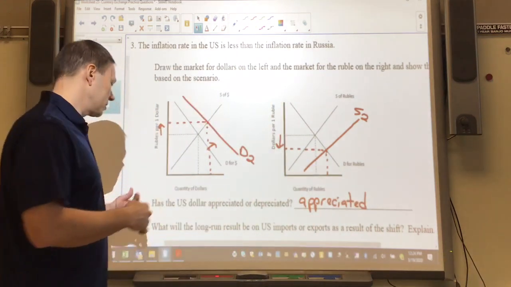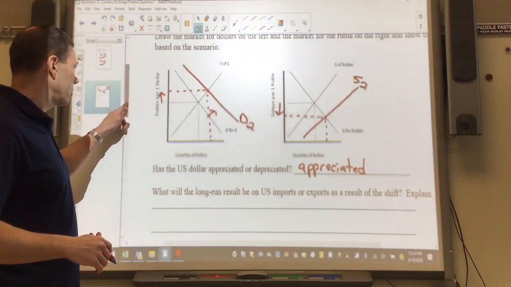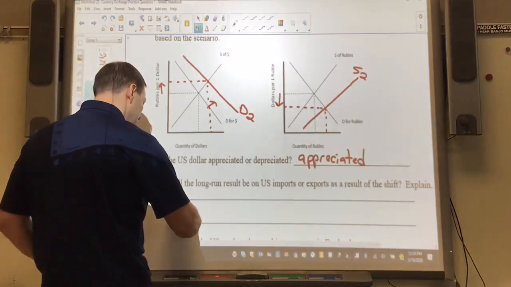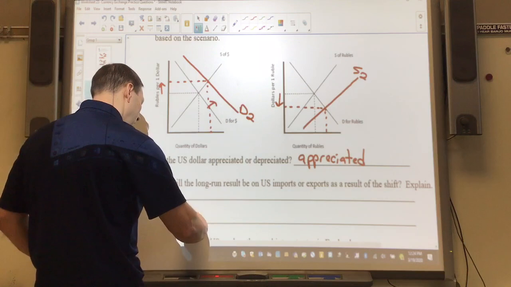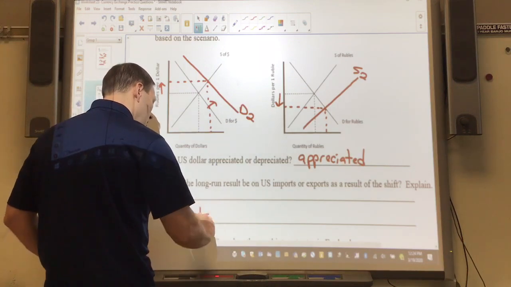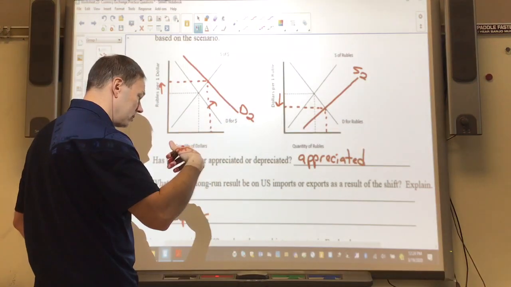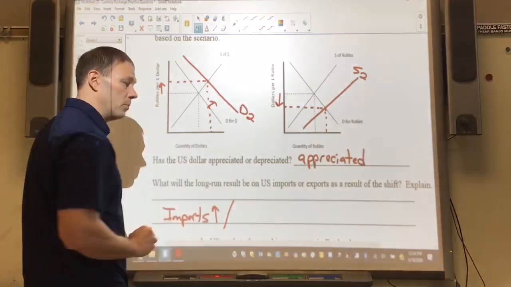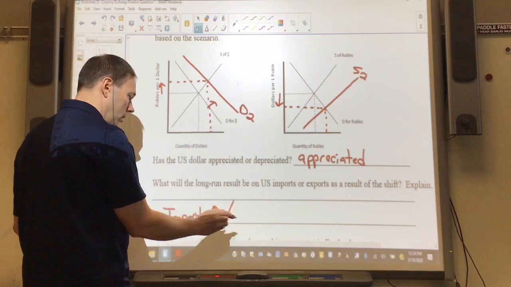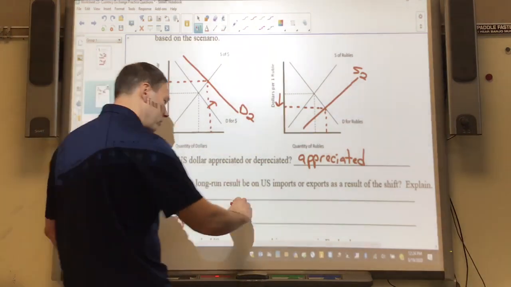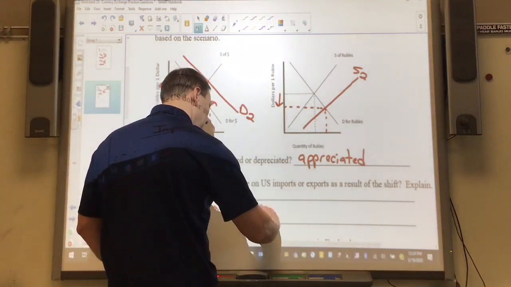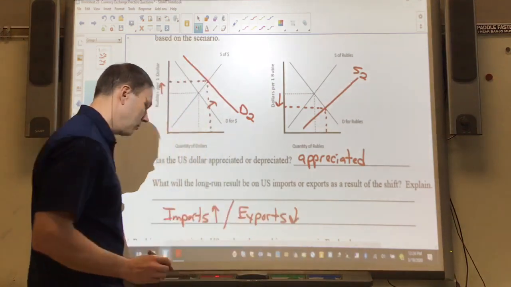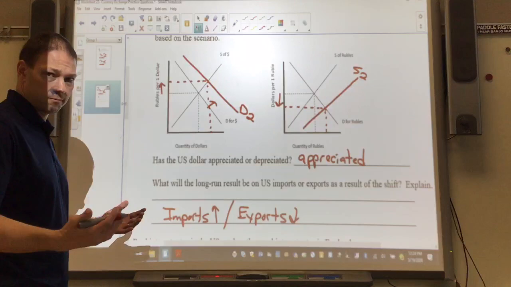Okay? And then, of course, like last time, if the dollar appreciates, if it takes more rubles to get a dollar, eventually our stuff will become more expensive. Okay? Russian things, on the other hand, are going to become cheaper. So imports from Russia are going to increase because their stuff is cheaper. It takes fewer dollars to get a ruble. Okay, we buy their things. Exports to Russia are going to decrease because our stuff just became more expensive. Okay, so imports increase, exports decrease.